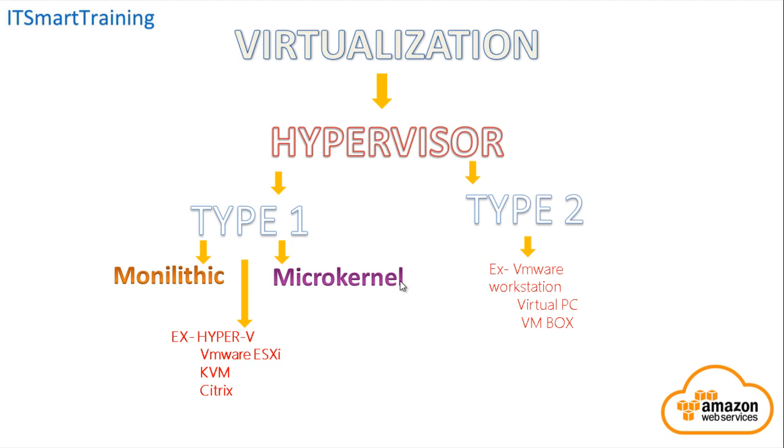Examples of type 1 virtualization technologies are Hyper-V, which is from Microsoft, VMware ESXi, which is a VMware product, KVM, which is based on Linux, Citrix, Proxmox. These are the virtualization technologies which are based on type 1. Examples of type 2 virtualization technologies are VMware Workstation, VirtualBox. These are based on type 2 virtualization technologies.